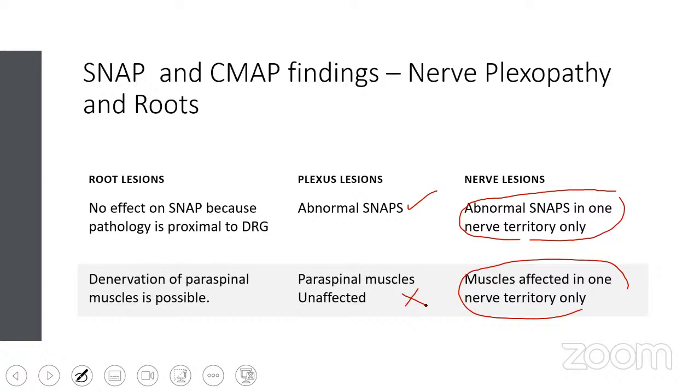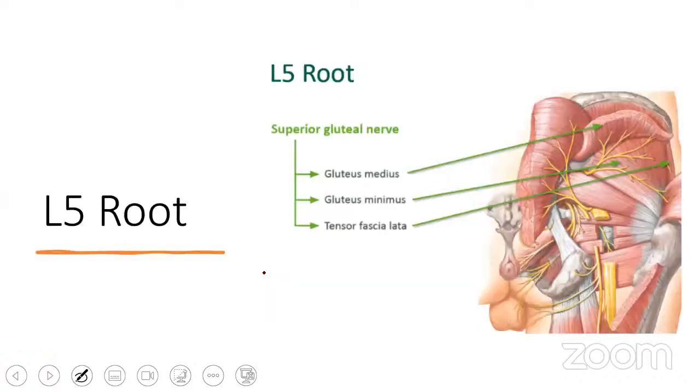Denervation of the paraspinal muscles is possible here. You may see spontaneous activity like positive sharp waves and fibrillation potentials here. So that is the essence of the findings.